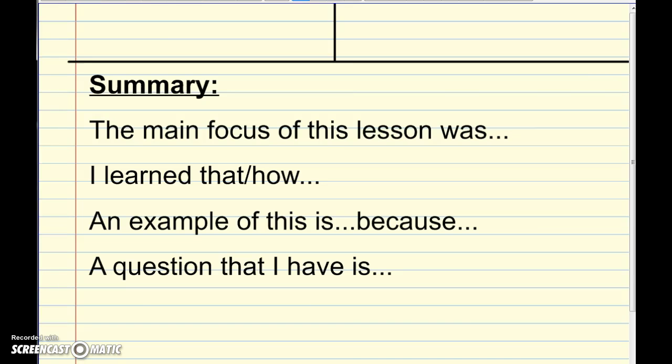Let's finish this lesson here by writing our summary. Just like previous, we're going to write a little paragraph about the focus of this lesson, and you're going to talk about what you learned. Show us an example, make your own example, and why does this work for what we've talked about, and then what question you have.